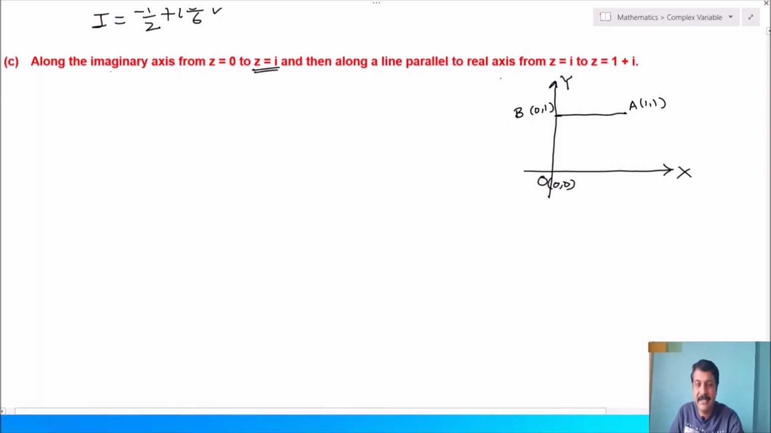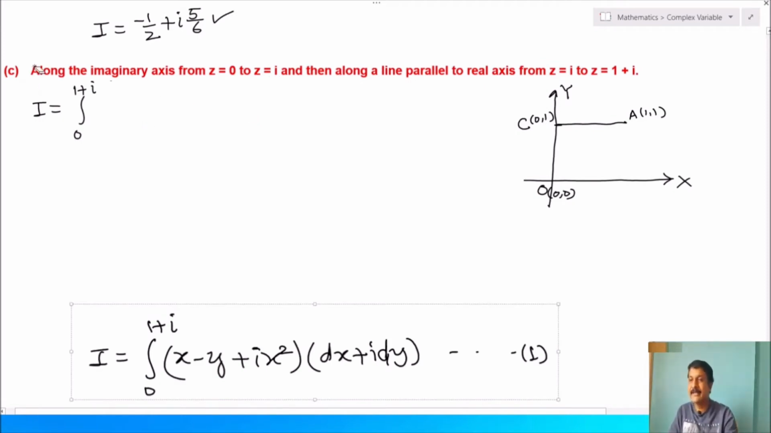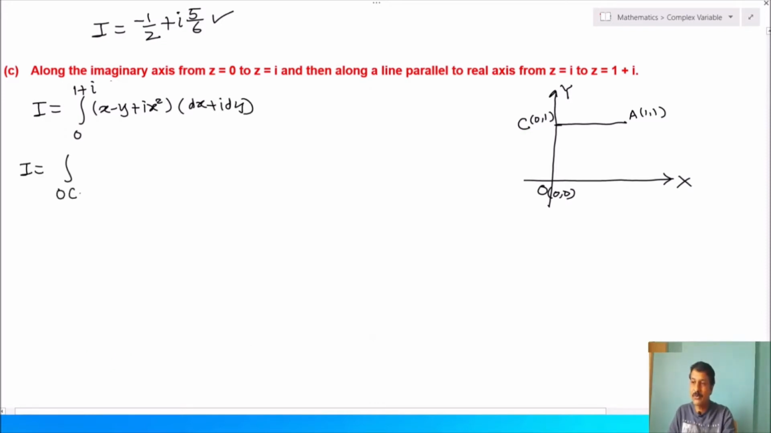Instead of this B, because in the last path we considered this point B, you consider here the point C. So, in this path I want 0 to C and then C to A. As your first equation is the integral I equal to integration 0 to 1 plus i of x minus y plus i x square into dx plus i dy. So, here the path is from O to C, meaning OC, x minus y plus i x square into dx plus i dy. Plus, then along the line parallel to the real axis from z equal to i to z equal to 1 plus i, meaning CA, x minus y plus i x square dx plus i dy.